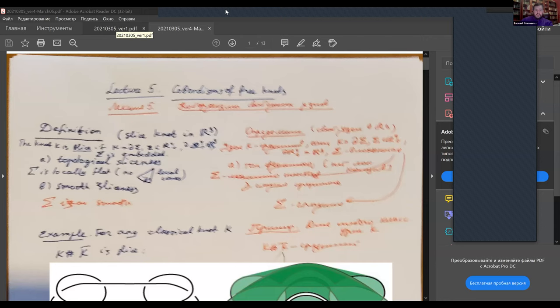The question about cobordisms of free knots. In fact, I would like first to mention some problems about classical knots.